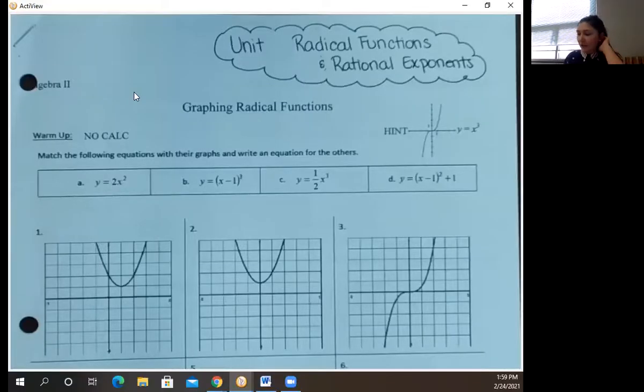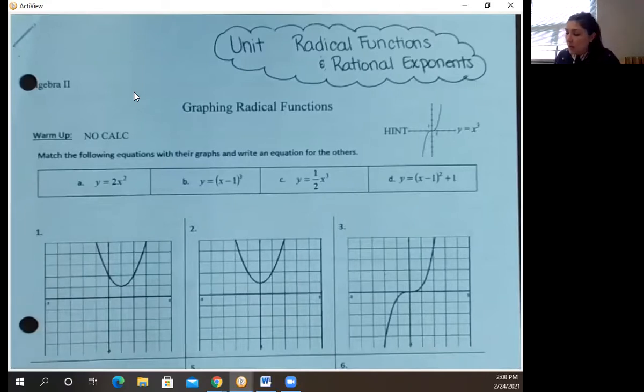Okay, guys, today we are going to start on our next unit. The next thing we're going to talk about are radical functions. Radical functions basically means functions where we're taking some kind of root. A square root or a cube root is what we're going to focus on primarily, but really any type of root we could look at with radical functions.